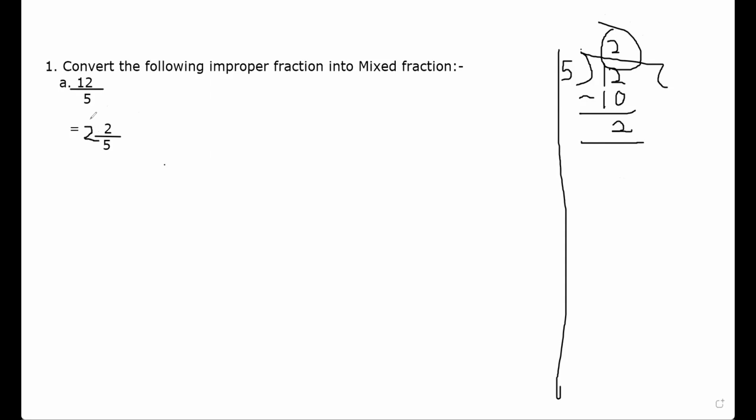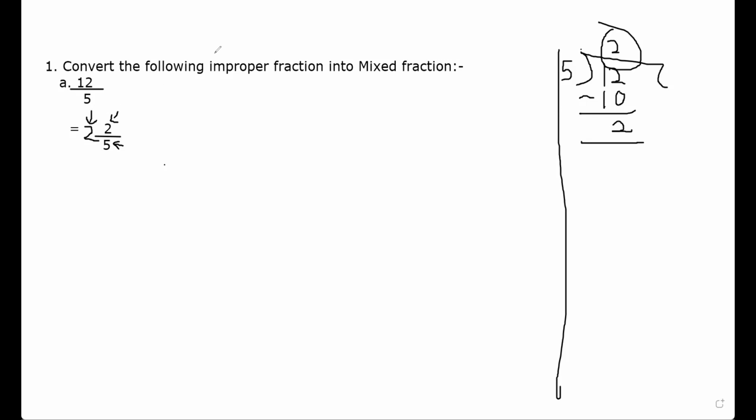तो वी कैन रीड इट एज 2 होल नंबर 2/5, where this 2 is a quotient, this 2 is the remainder, this is the denominator, and this is quotient. Okay, this is quotient. This is how we have to treat this question.